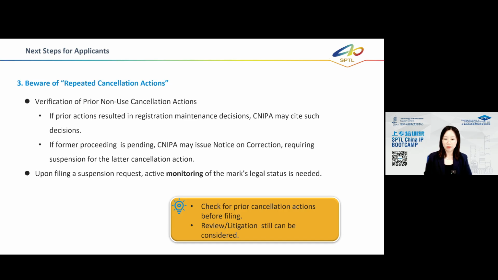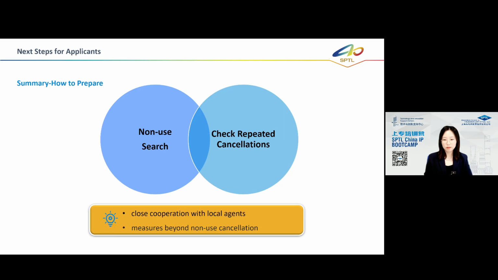Applicants also must verify whether there are prior cancellations. If the mark was maintained in a recent previous cancellation action, CNIPA may cite the earlier decision and make a similar decision in the later case. If there is a pending cancellation, the later case may receive a notice on correction. The CNIPA may require the applicant to request suspension of the later case in order to wait for the outcome of the former cancellation. Even so, filing the later cancellation may be necessary, as prior decisions may still be overturned at review or litigation stage. In summary, sufficient search and evidence-driven filing strategies are essential. Of course, checking for repeated cancellation is also necessary.